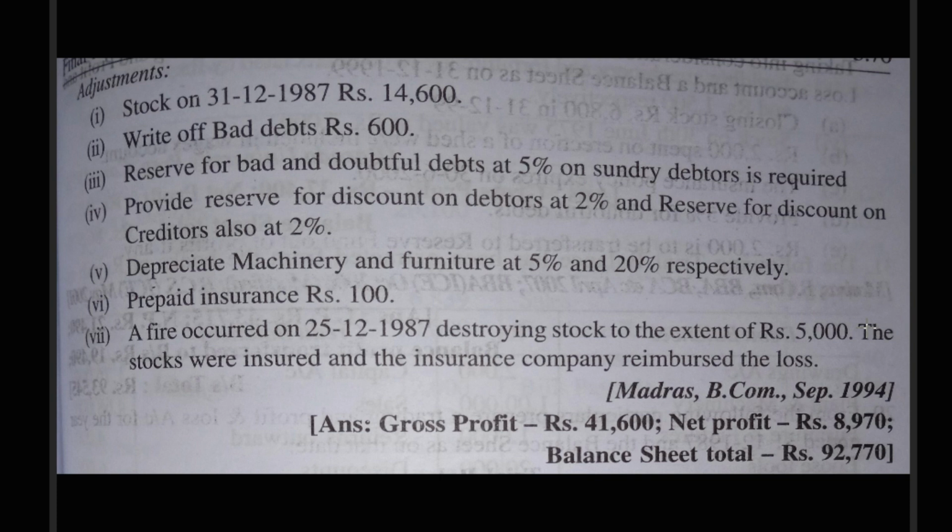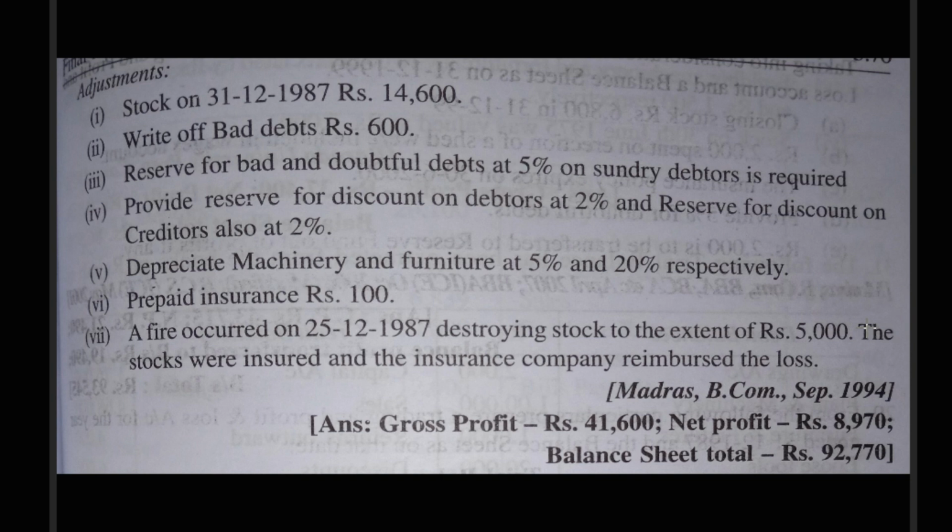Okay. Reserve for bad and doubtful debts. This is in case they are not able to pay. This is a contingency provision. You are expecting something to go wrong. So it's a reserve. You're creating a reserve for bad and doubtful debts. This again will be adjusted with the debtors, sundry debtors.